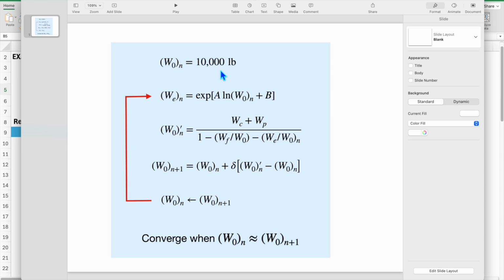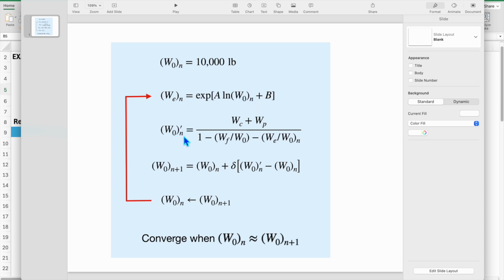So what I'd like to do is, from this first guess, just once, manually put it in, and then calculate my empty weight. I'm adding these indexes here, n, and n is for whatever guess number I'm on. So let's say the first guess, n is just 1. So for n1, my first guess, I have 10,000 pounds. I calculate my first guess of my empty weight based on that first guess of my gross weight.